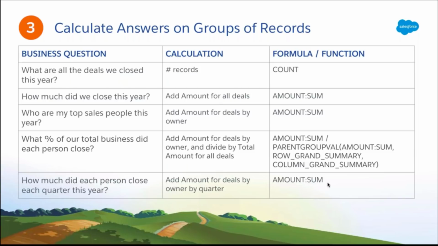And then his third and fifth questions, who were my top salespeople this year and how much did each person close each quarter, are also summations of the amounts, but just within each group, within each owner's group. And so it's not a summation on the total, but summations per group by owner and by quarter. Now, the fourth question is more complicated, though, because we have to do a little bit more advanced calculation. We have to do division here to calculate the percentage that each person contributed to the team total. So we have to take what each person closed, their total amount, divided by the total amount for all the deals for their team.